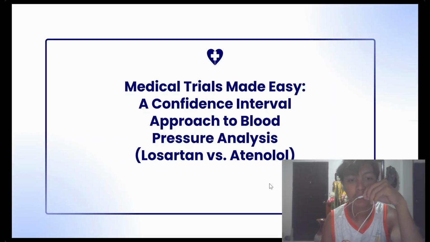Good day everyone, welcome to this tutorial of solving confidence interval problems in medical trials. Today, we explore how to determine the confidence interval for the difference in mean blood pressure levels between two groups of patients, each treated with a different medication. Understanding this process is crucial in evaluating the effectiveness of medical treatment.